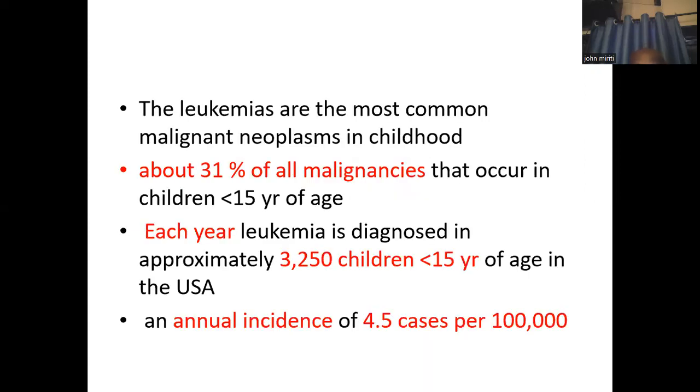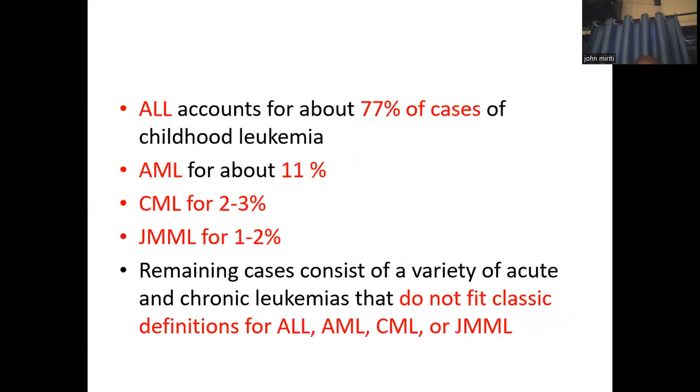Let us look. Leukemias are the most common malignant neoplasm in childhood, and they account for about 1% of all malignancies that occur in children less than 15 years of age. In America, among children less than 15 years, 3,250 are diagnosed with a cancer of the blood, which is called leukemia. The annual incidence is around 4.5 cases per 10,000. So that's the epidemiology.